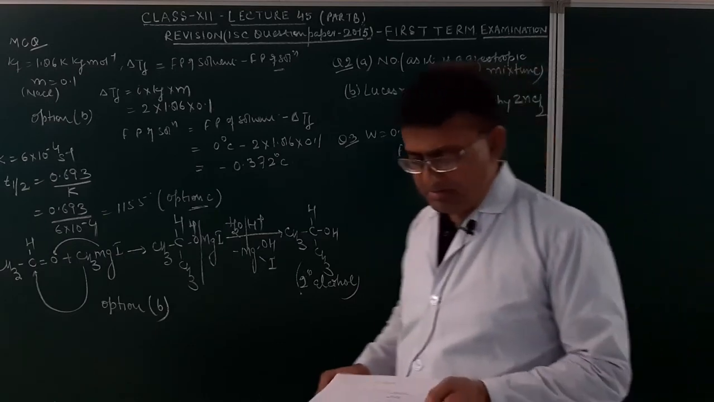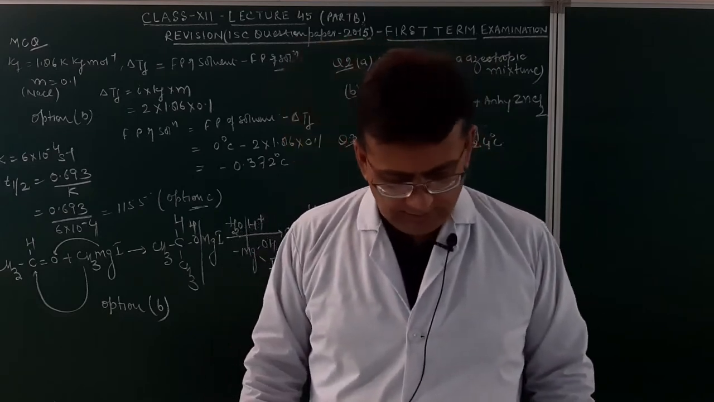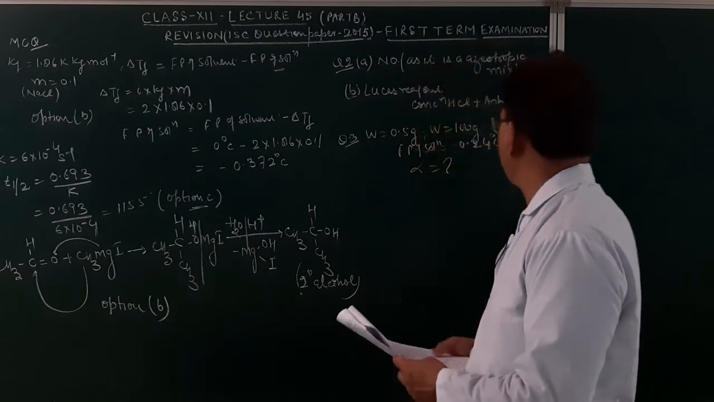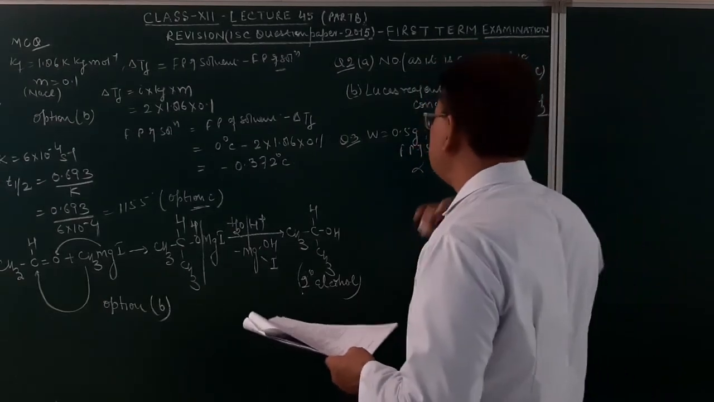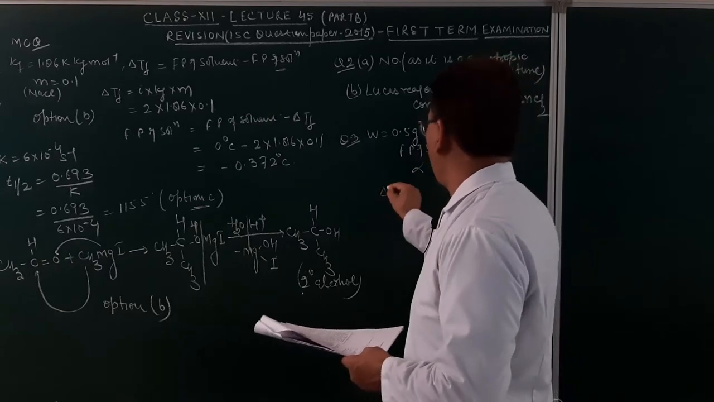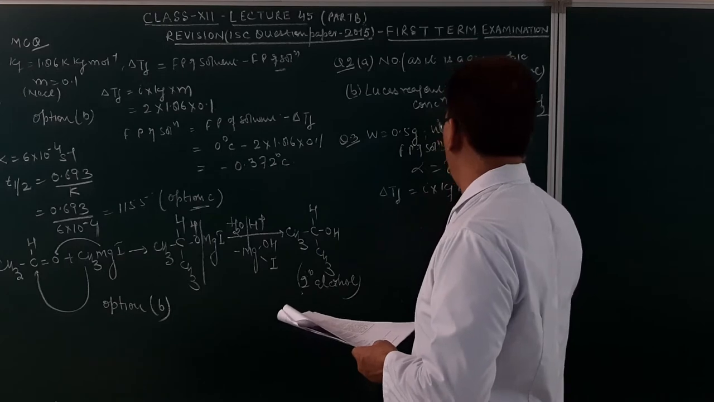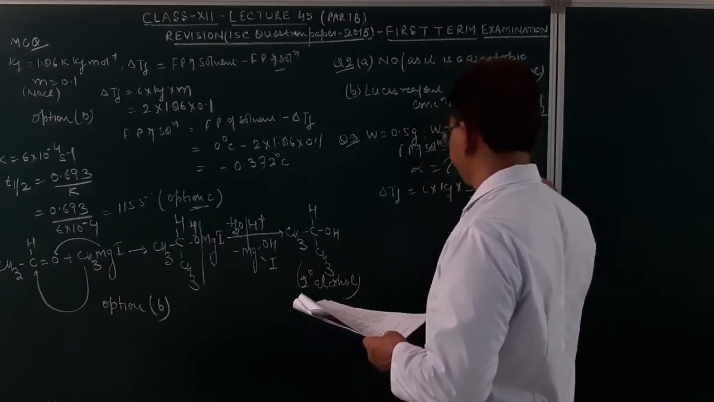Am I getting clear? Now we have the mass of the solute given. We have a formula: delta TF will be equal to i into KF into W upon M into capital W into 1000.